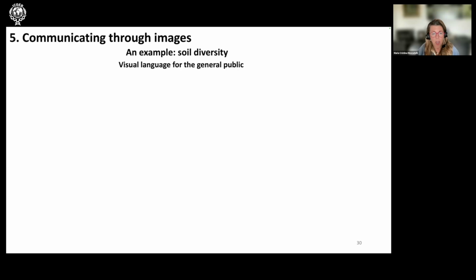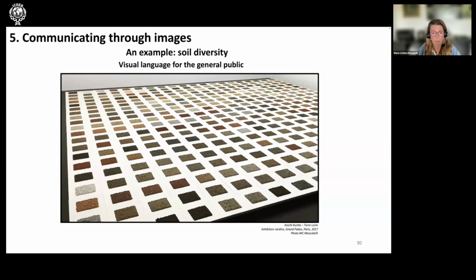Also, dealing with colors, there is another way. I found another effective example of informing about soil diversity. This was an exhibition held in Paris in 2017, entitled Jardin. And this Japanese artist produced an artwork which measures 10 meters by 10 meters. It is a large board where he arranged a sequence of 400 samples of soil that he collected traveling from the source of the Loire River to the estuary of the Loire, so crossing France horizontally.